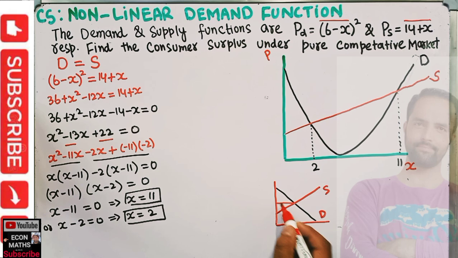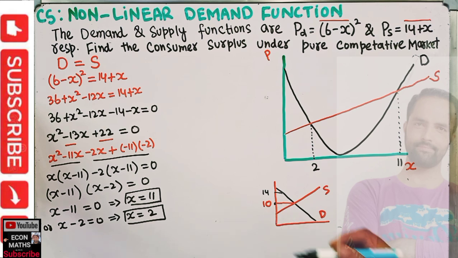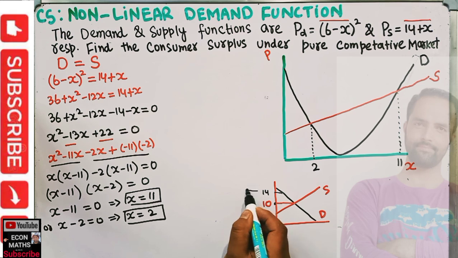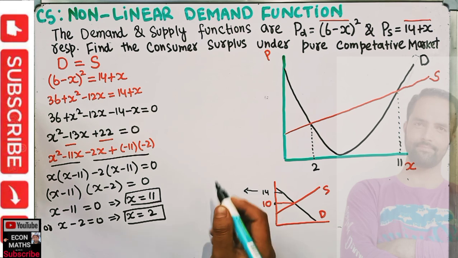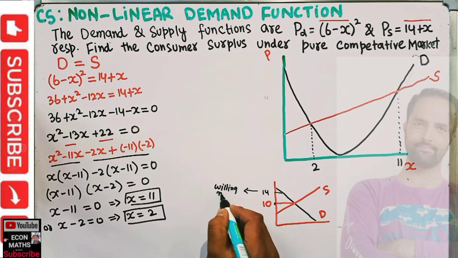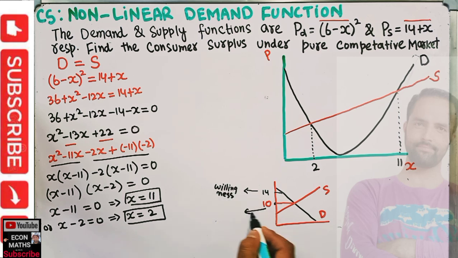Let us say the equilibrium price was any number, let us say $10. So at $10, let us say we have a consumer who is willing to pay $14. Then we can say the difference between what a consumer is willing to pay, this is the willingness, and this is the actual price.